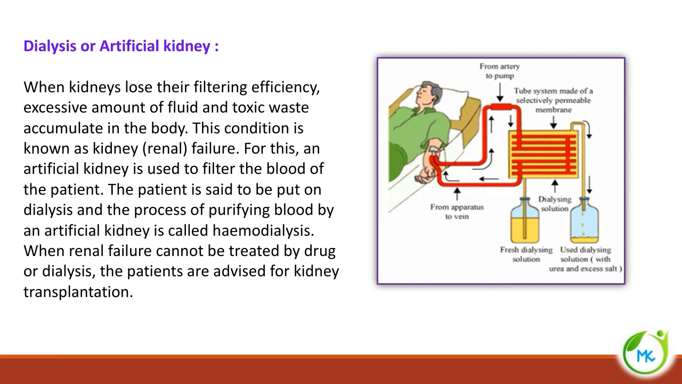Dialysis or artificial kidney. When the kidneys lose their filtering efficiency, what happens? Waste starts to accumulate in the body because it cannot be eliminated as the kidney is not filtering properly. This condition is known as renal failure, or kidney failure. So what is done in case of renal failure? An artificial kidney is used to filter the blood of the patient, and the patient is said to be put on dialysis. The process of purifying blood by an artificial kidney is referred to as hemodialysis. This setup is referred to as an artificial kidney. The blood is filtered by the process called dialysis, and here the blood gets purified. So this process is called hemodialysis.